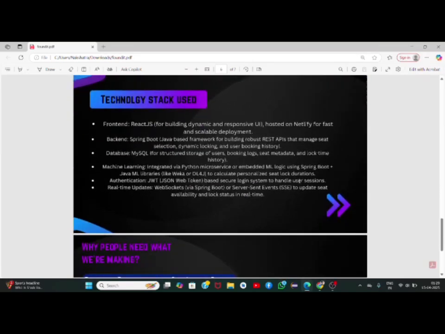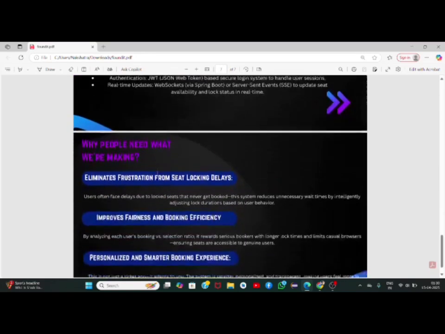So what are the technologies that I have used? I have used React.js and Bolt specifically for creation of the front end. In the backend, I have used Spring Boot, and for authentication, I have used JWT. For the database, I have used MySQL. And there are a few machine learning algorithms which I have used to scan the past records.